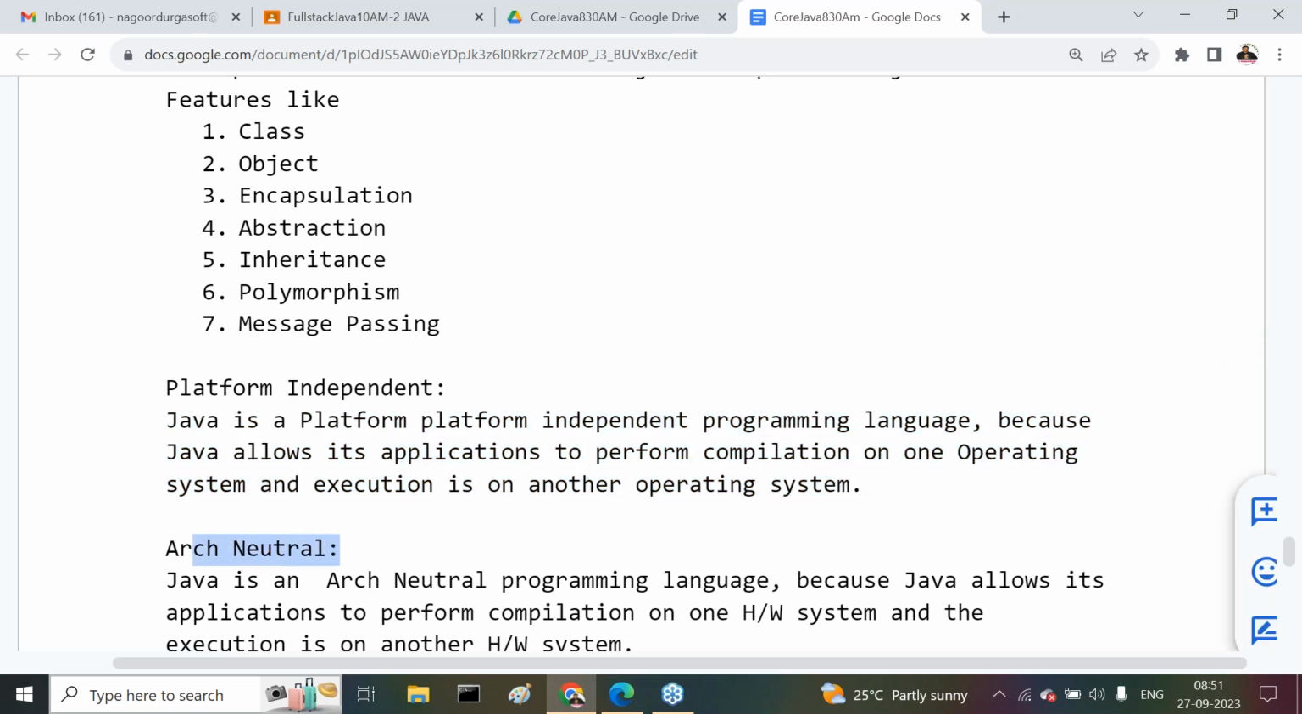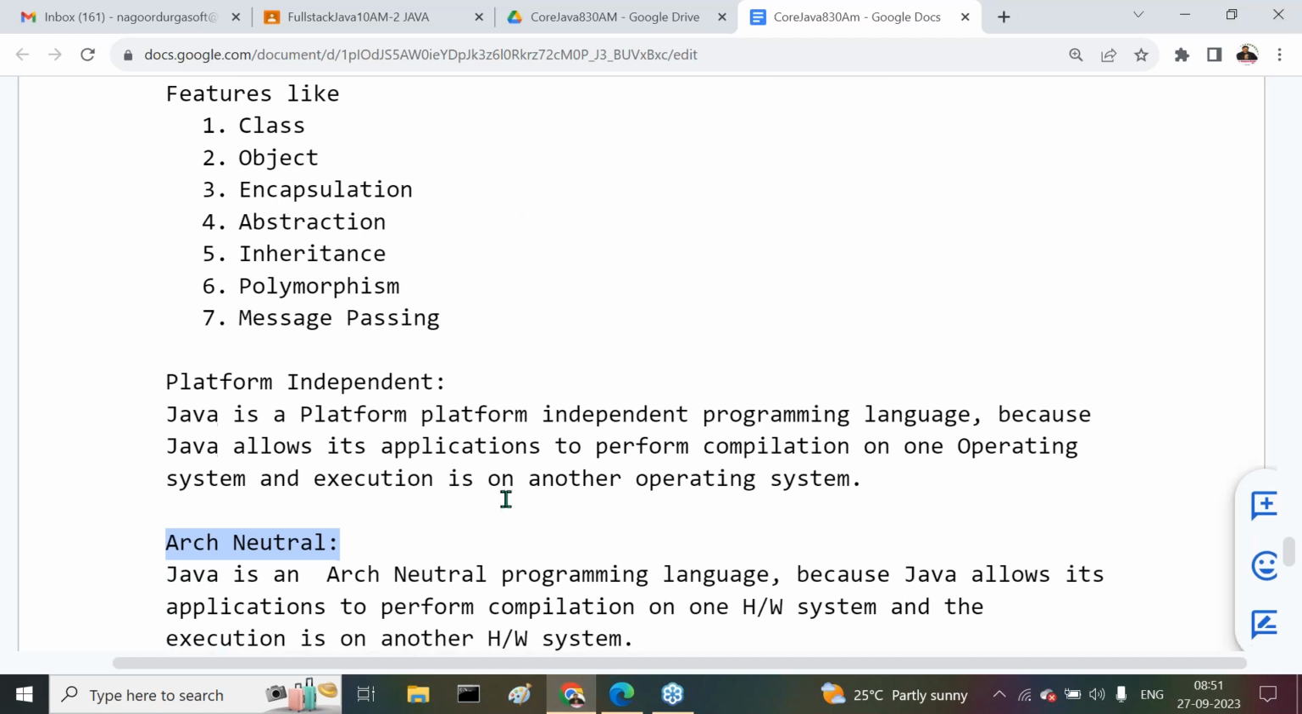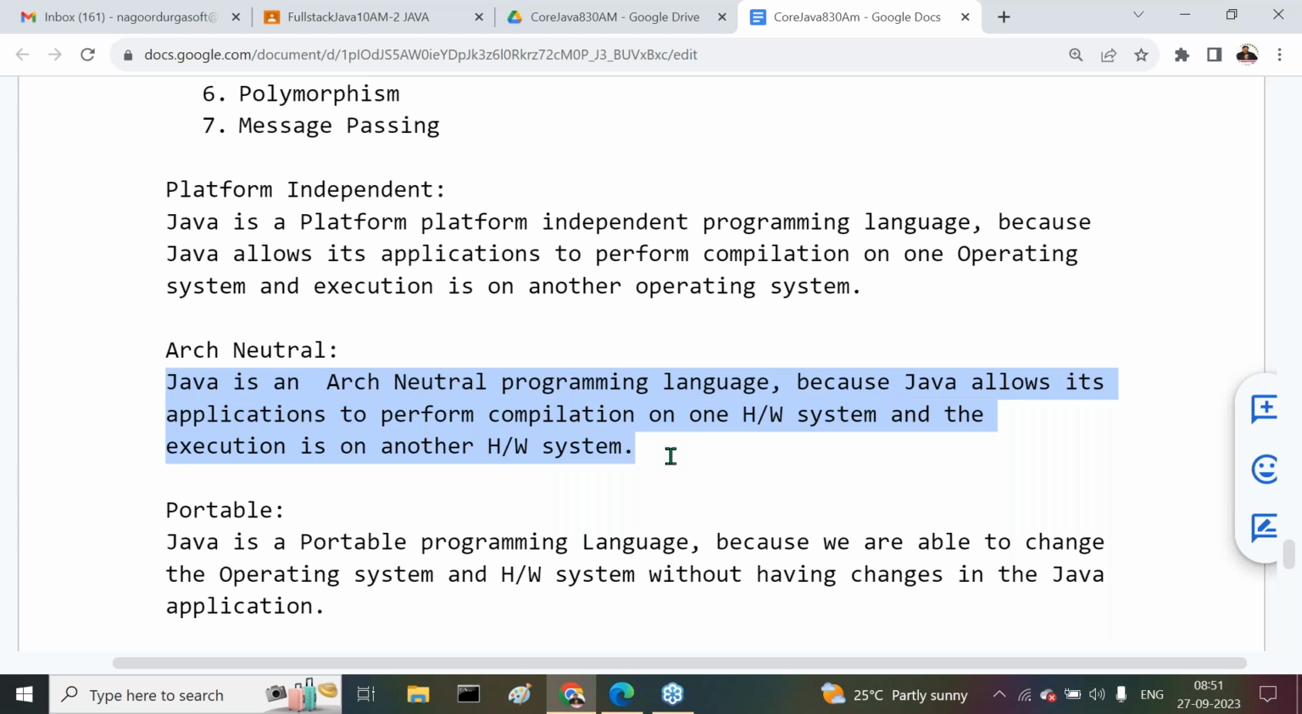Similarly, Java is an architectural neutral programming language. How can you say that? If you observe this clearly, Java allows its applications to be compiled on one hardware system and executed on another hardware system. Because of this hardware-independent nature, we can conclude that Java is an architectural neutral programming language.